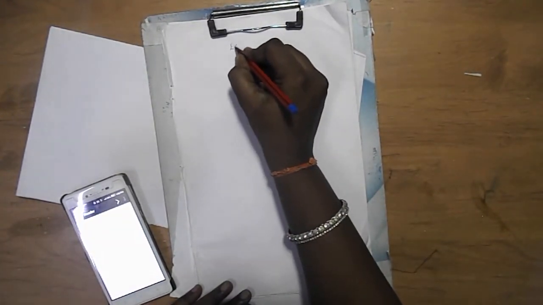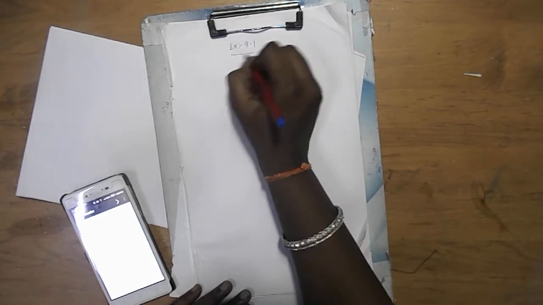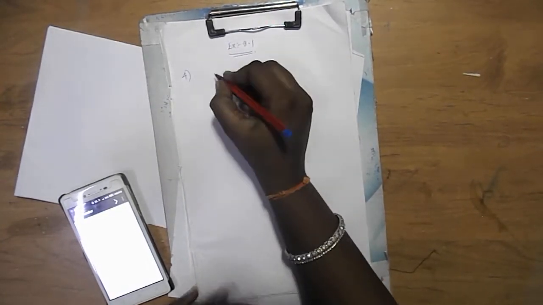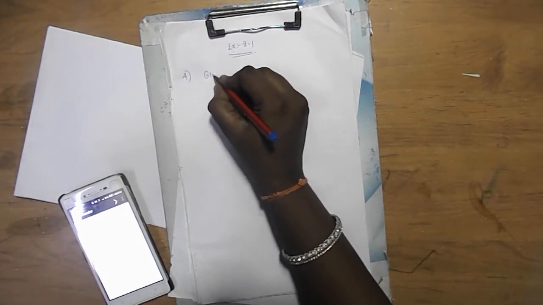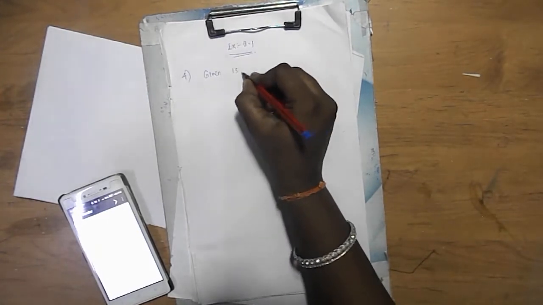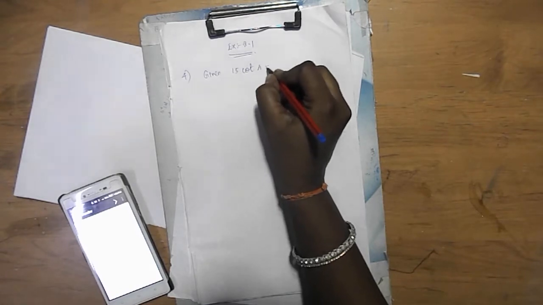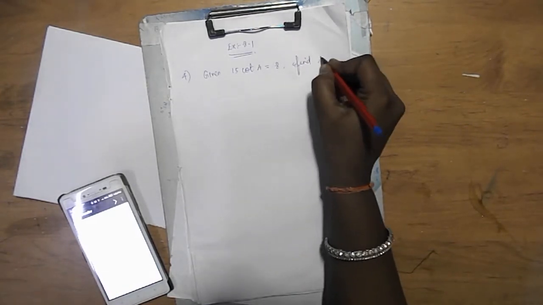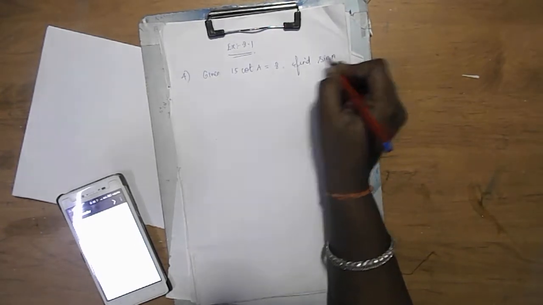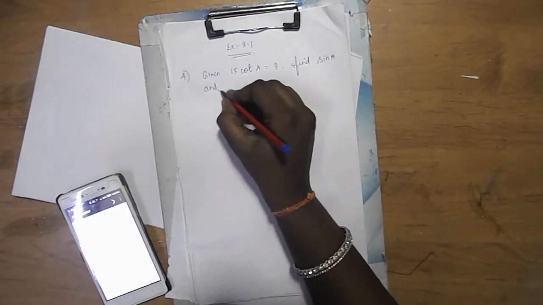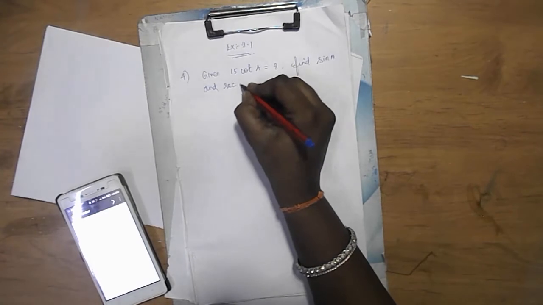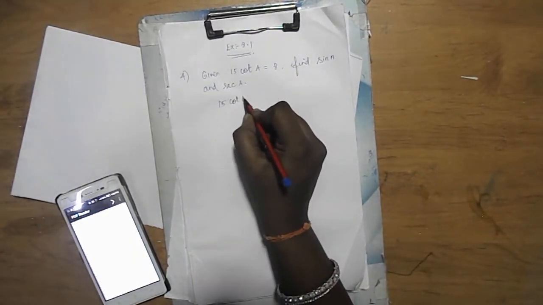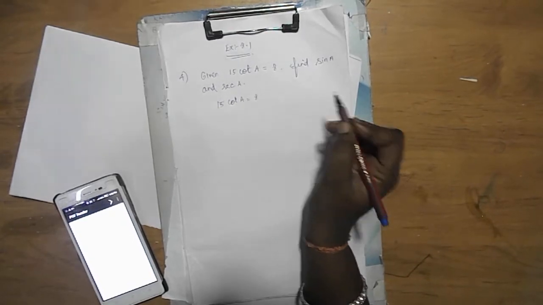So exercise 8.1 question number 4. Okay, the question is: given 15 cot A equal to 8, find sin A and secant A. Okay, so given 15 cot A equal to 8.